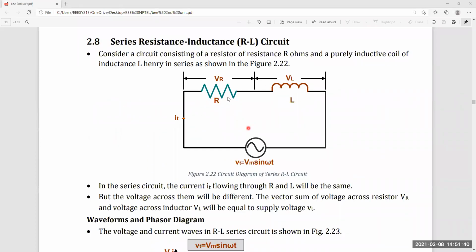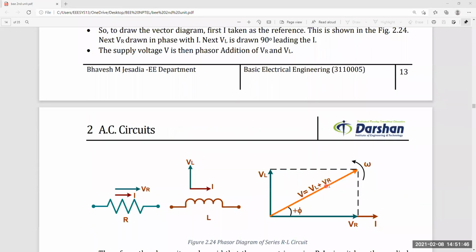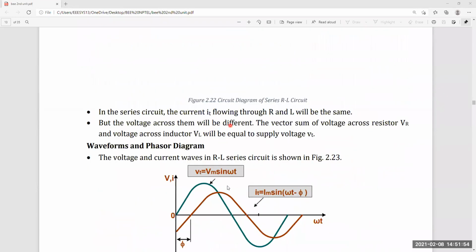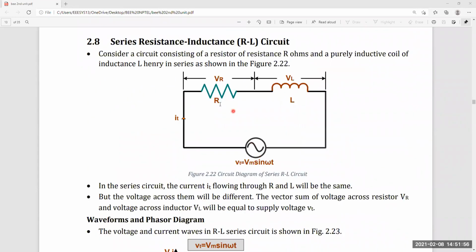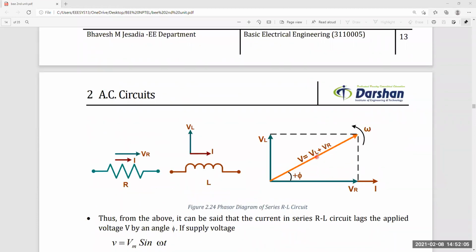The resultant of voltage is nothing but VR and VL. That is the total voltage V, so V is equal to VL plus VR. The resultant of VL and VR is called the total voltage. Understood? So V is nothing but VR plus VL. These two voltages together give the total voltage V.